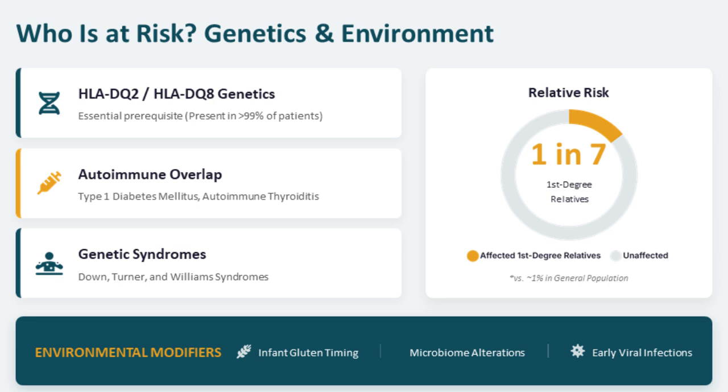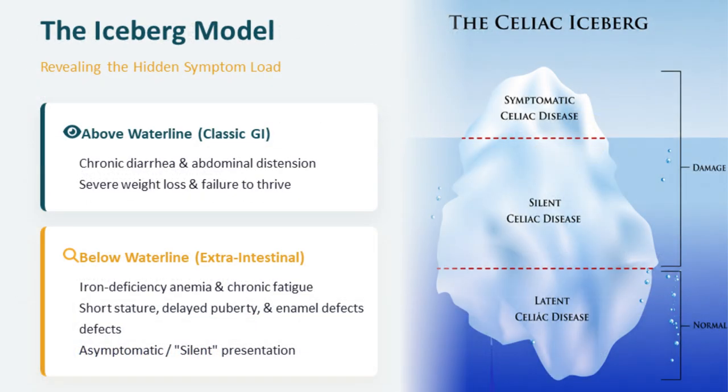So if you look at hidden symptom load, it's like the celiac iceberg. The symptomatic celiac is just above the waterline like an iceberg. Very few patients will you actually see with chronic diarrhea, abdominal distension, weight loss, failure to thrive. Below the waterline, the iceberg is even bigger, which contains your silent celiac, the extra intestinal manifestations of celiac and your latent celiac.